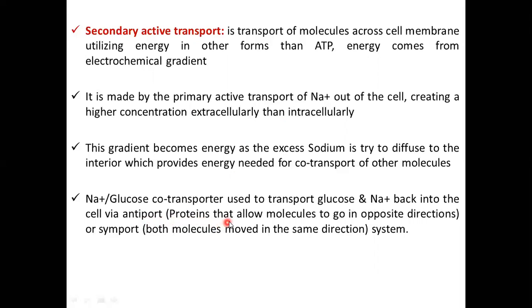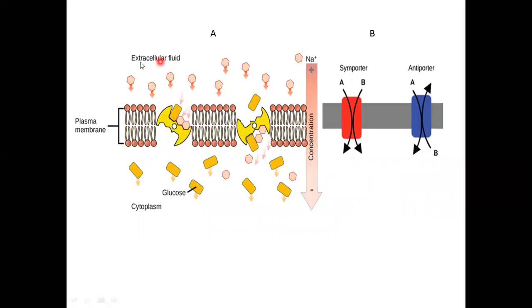Antiport proteins allow molecules to go in the opposite direction, or symport when both molecules move in the same direction. Sodium-glucose co-transporters transport glucose and sodium at a time. This is known as secondary active transport, in which one molecule co-transports another molecule with itself. You can see here, this is the extracellular fluid, this is the intracellular fluid, this is the plasma membrane.